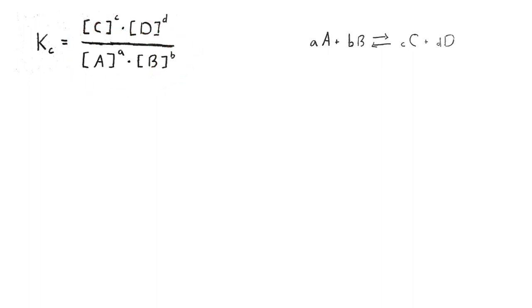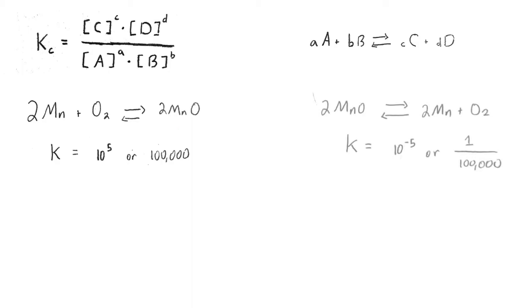Moving on. The big idea is that if you have a value that is much bigger than 1, then, according to this equation, your concentration of products is much higher than your concentration of reactants. If you have a value that is much less than 1, then your concentration of reactants is much higher than your concentration of products. So a reaction that goes almost to completion will have a very high K value, since most of its reactants turn into products. On the other hand, a reaction that is very unreactive will have a low K value, since most of its reactants don't turn into products.